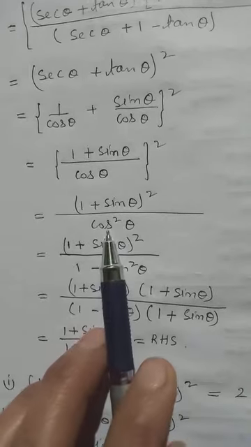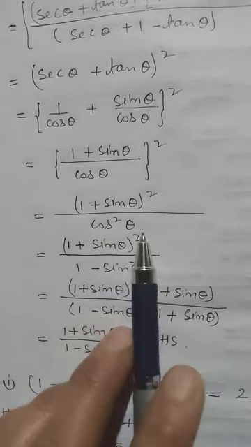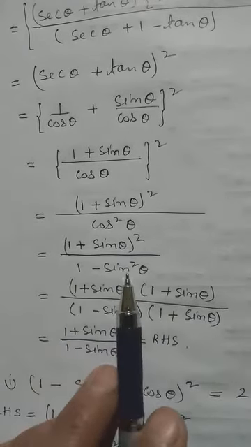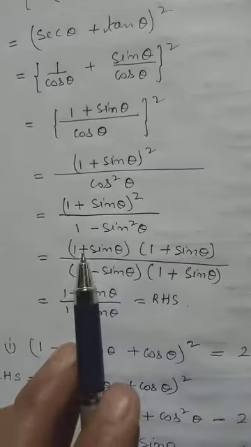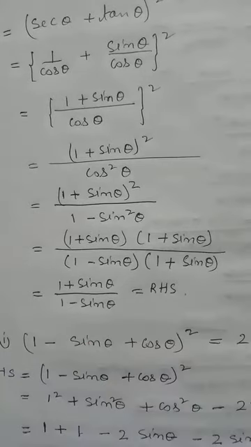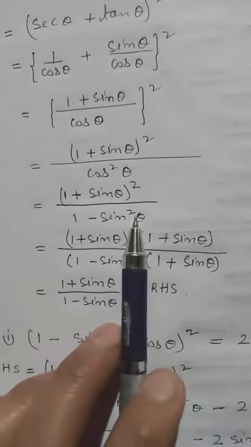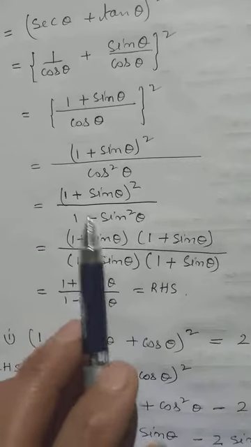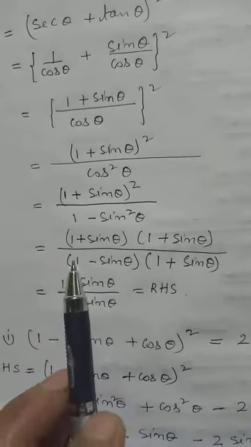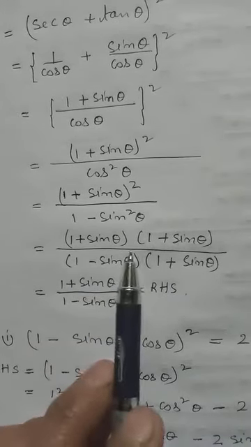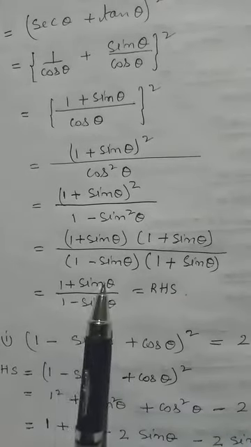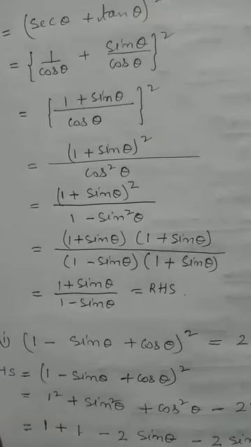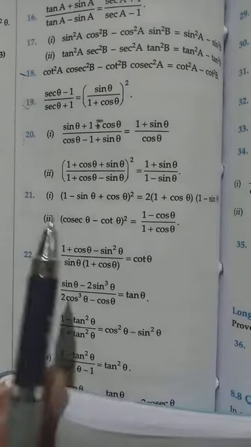So we convert using identity. Cos square theta, we know it is equal to 1 minus sine square theta from identity. Then here it is whole square, so both we can write separately, plus plus. Then here we have 1 minus sine square, we can apply a square minus b square, which is equal to a minus b, a plus b. So one of the plus sign we can cancel. We are left with 1 plus sine theta by 1 minus sine theta, which is equal to right hand side. Then we continue to the next one.